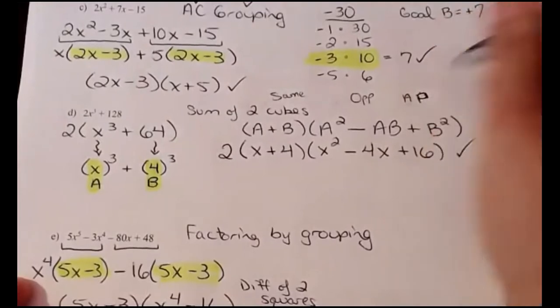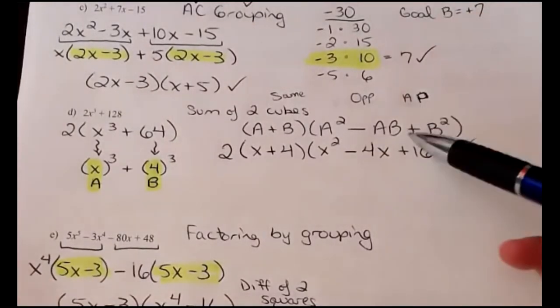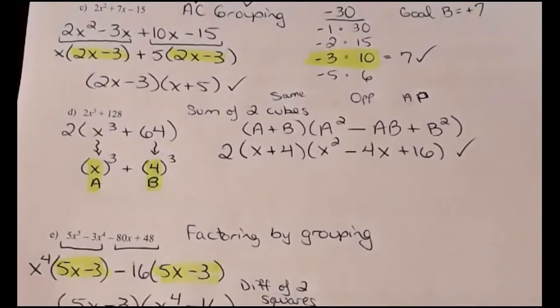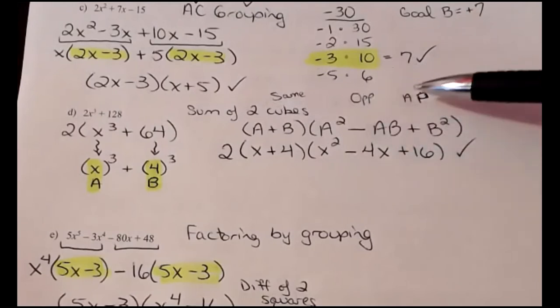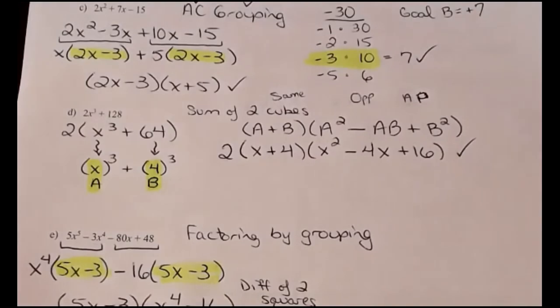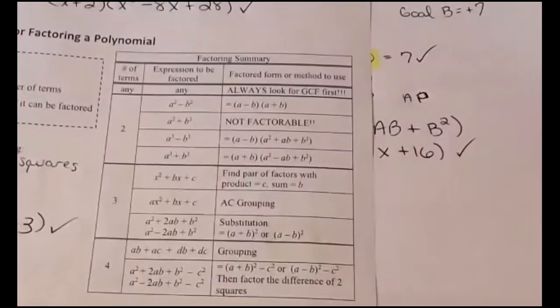Then the last one's AP, and that's because it's always positive. So same sign, opposite sign. The last one's always positive no matter what. That kind of speaks to our chart.